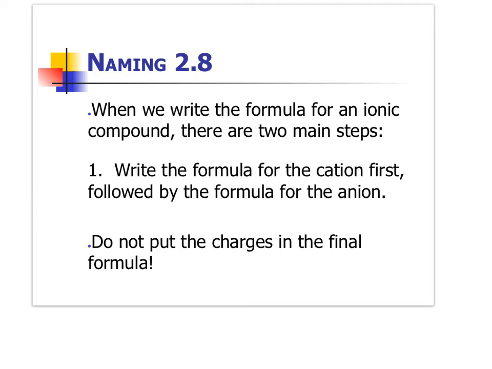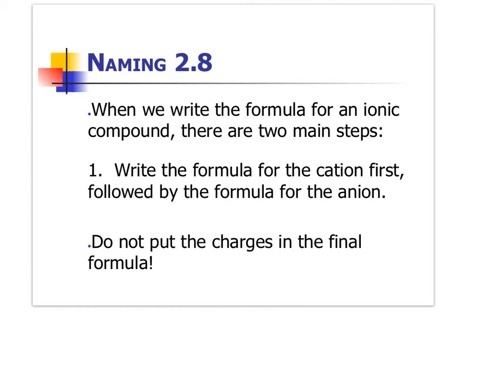When we write a formula for an ionic compound, there are two main steps. Let's try to simplify this as much as possible. So again, do not try to simplify this any more than I already have simplified for you. First step is to write the formula for the cation first, followed by the formula for the anion.